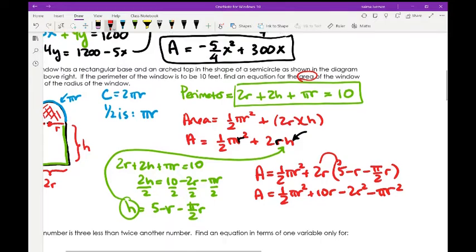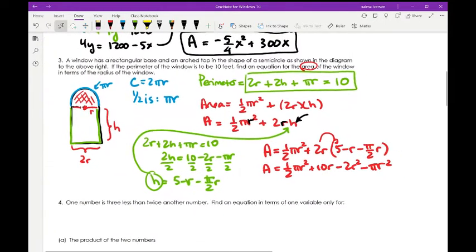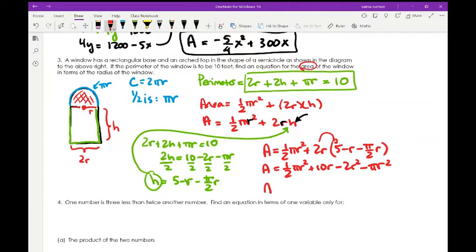The only thing that you might see, like in the homework or answers or something like that, is that I collected my like terms, and my like terms are 1/2 of a pi r squared minus 1 full pi r squared. So what I really get for this one is 10r minus 2r squared plus, nope, sorry, my mistake, minus 1/2 pi r squared.